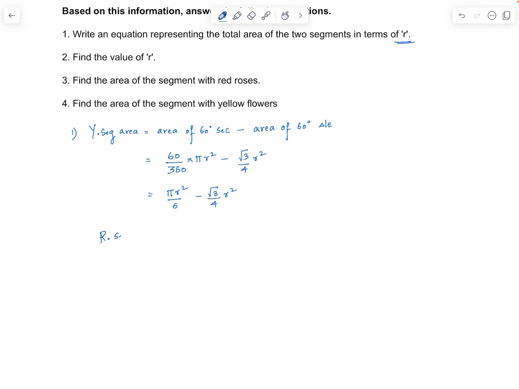The area of the red segment is area of 90° sector minus area of 90° triangle, which is 90 upon 360 into pi r square minus half into base and height. The base and the height of the 90° triangle is r only, which is half r square. This gives us pi r square by 4 minus r square by 2.